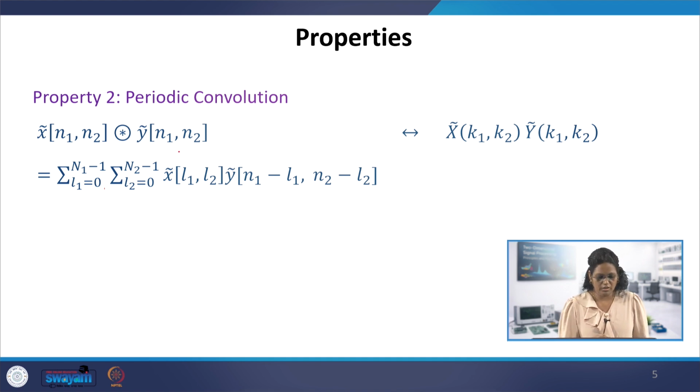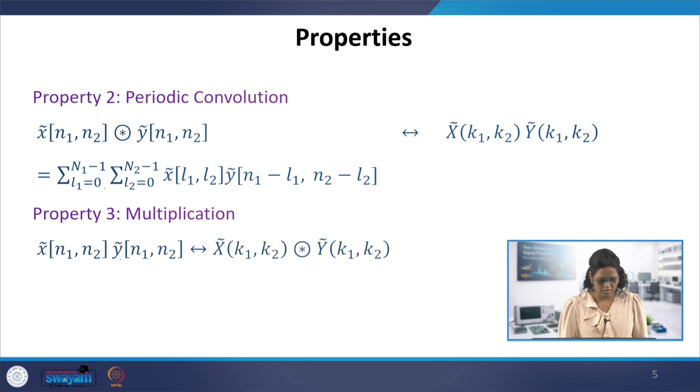So this is a circular convolution, and multiplication in the time domain is again a circular convolution in the frequency domain. So we can go from one domain to another, time domain to frequency domain and frequency domain to time domain. Convolution becomes multiplication, and multiplication becomes convolution, that is a circular convolution. We should keep in mind this is not a linear convolution.